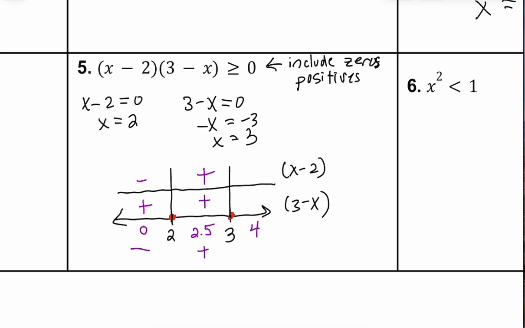And let's look at 4. If I plug in 4 to the top, I get a positive. But if I plug in 4 to the bottom, I get a negative. A positive times a negative is a negative.